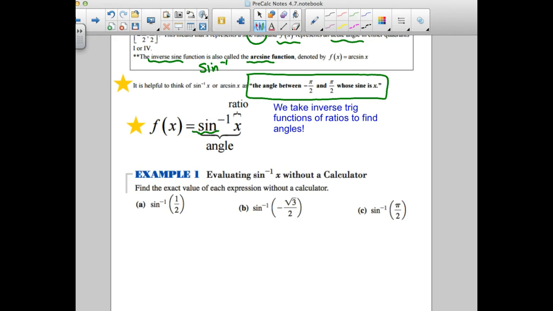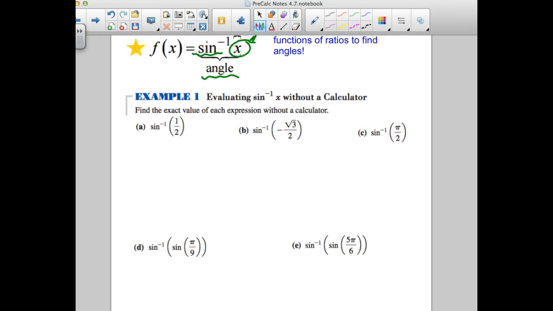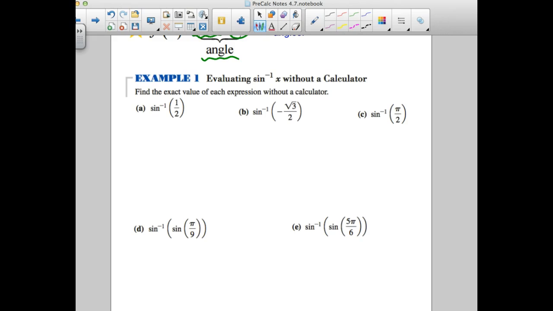So for inverse sine, again, now we're putting a ratio in for x, and we're getting an angle out, opposite of what we had when we were just doing regular trig functions. All right, so looking at a few examples. It says we want the inverse sine or arc sine of 1/2.